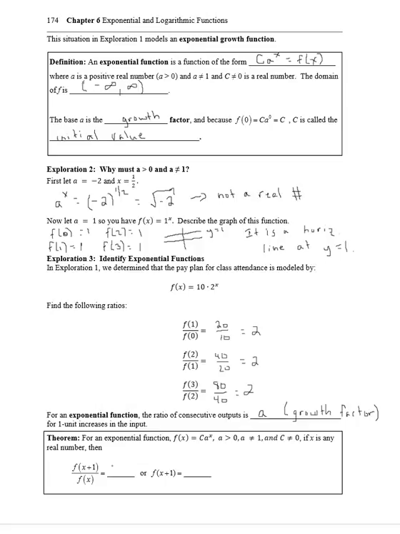So that leads us to a theorem that says for an exponential function, f of x equals c times a to the x, with a greater than 0, a not equal to 1, and c not equal to 0. If x is any real number, then f of x plus 1 divided by f of x is a, or f of x plus 1 is a times f of x. And that can be useful for us to know.